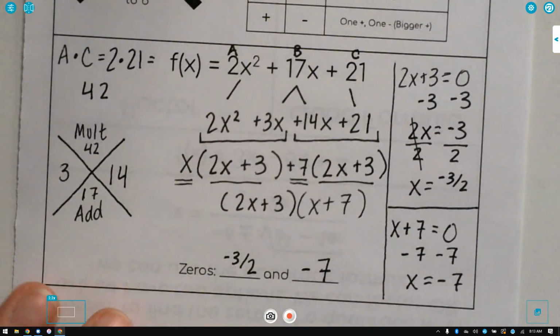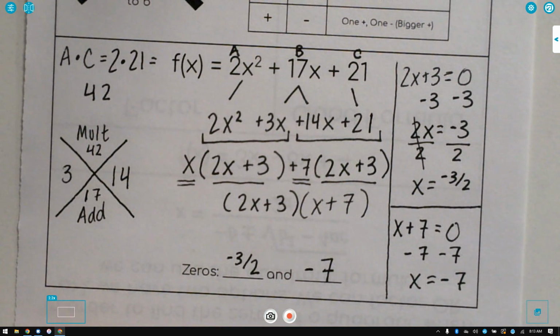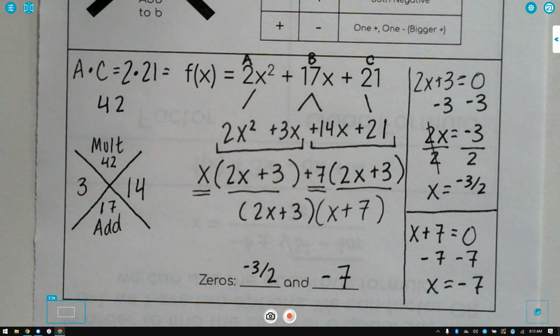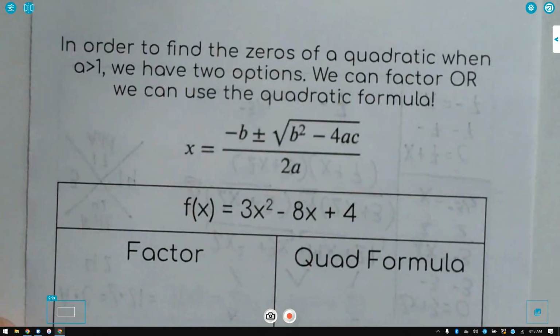Okay, any questions right now? All right, flip this over then. We've got one more example on the back. We're going to do the example on the back twice. So, we've got a little note up here.